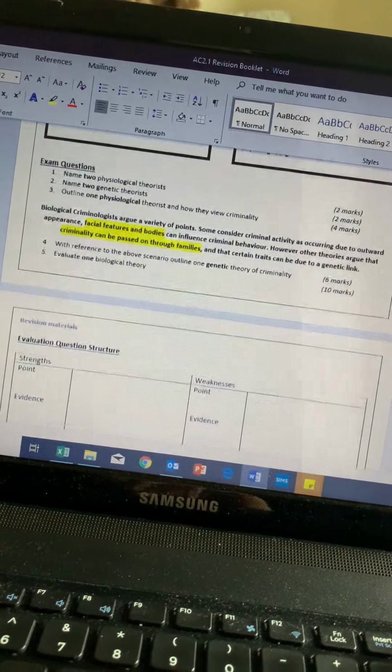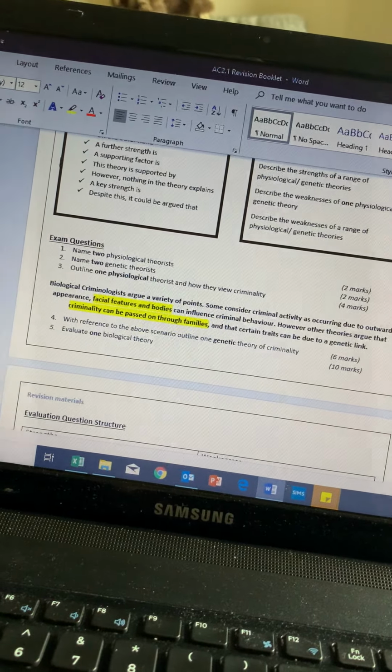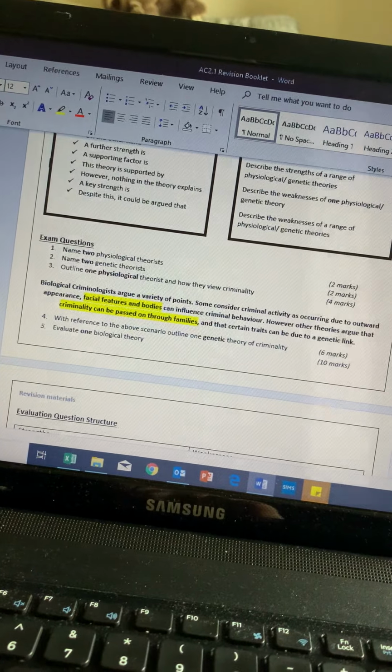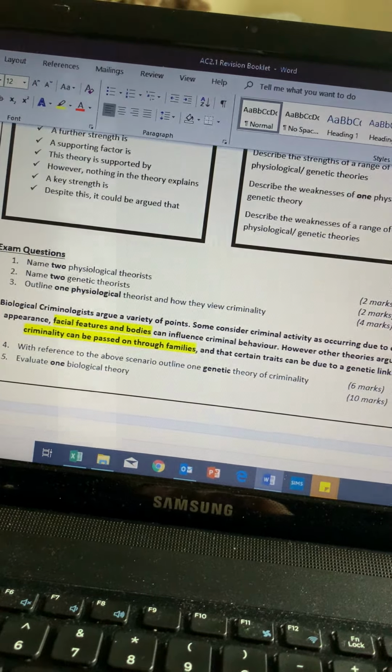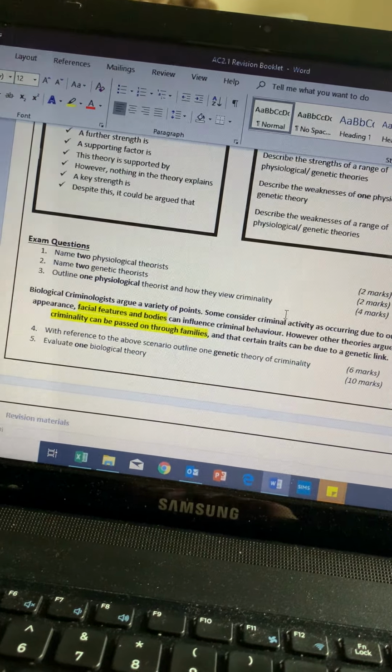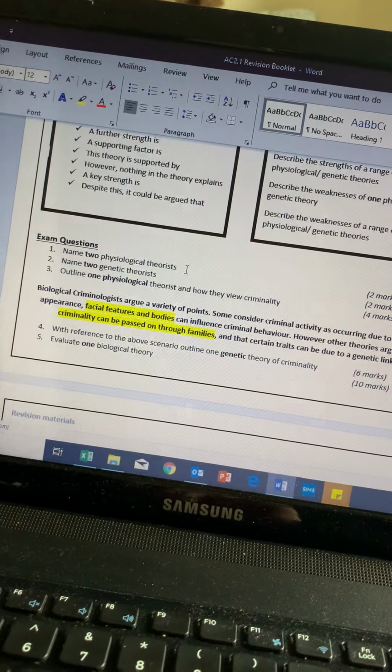Okay, so I'll just go through these then. I've already uploaded the model answers for you to have a go at and for you to improve your work, but I'll just run through them. Name two physiological theorists, so Lombroso and Sheldon.